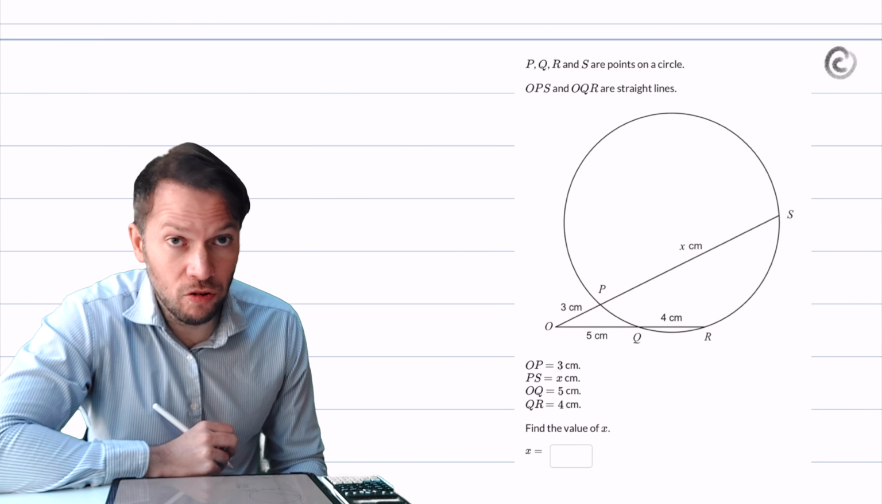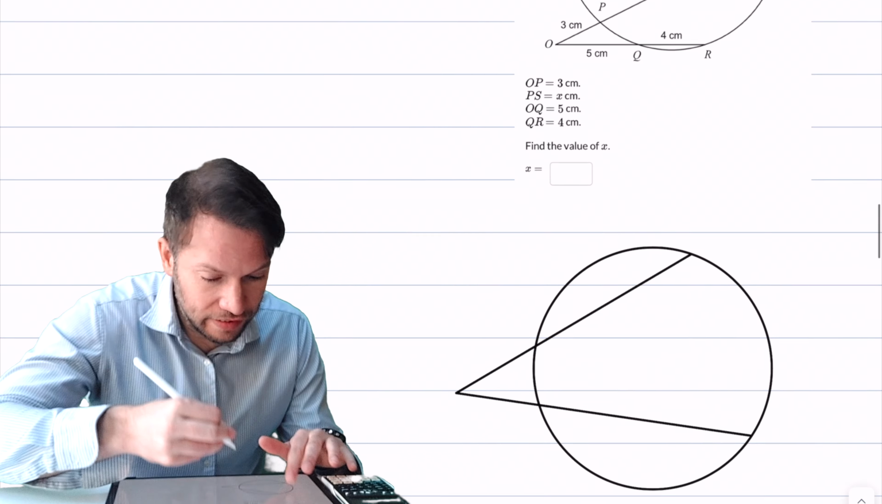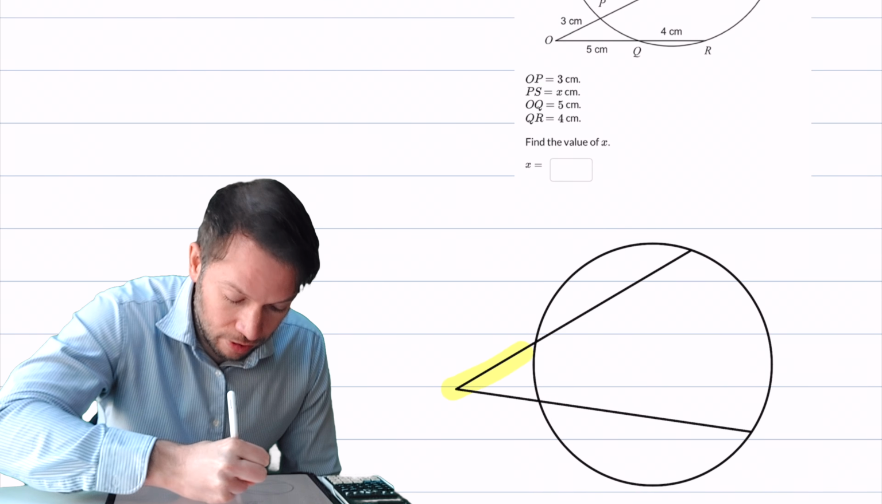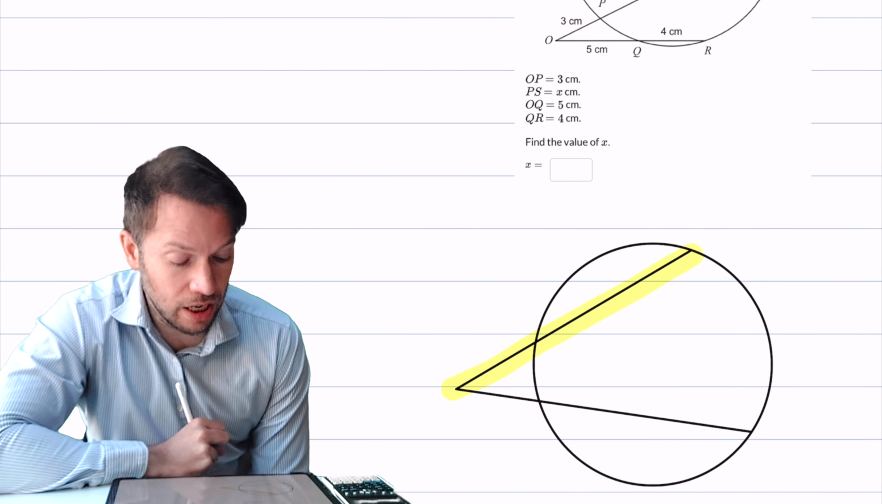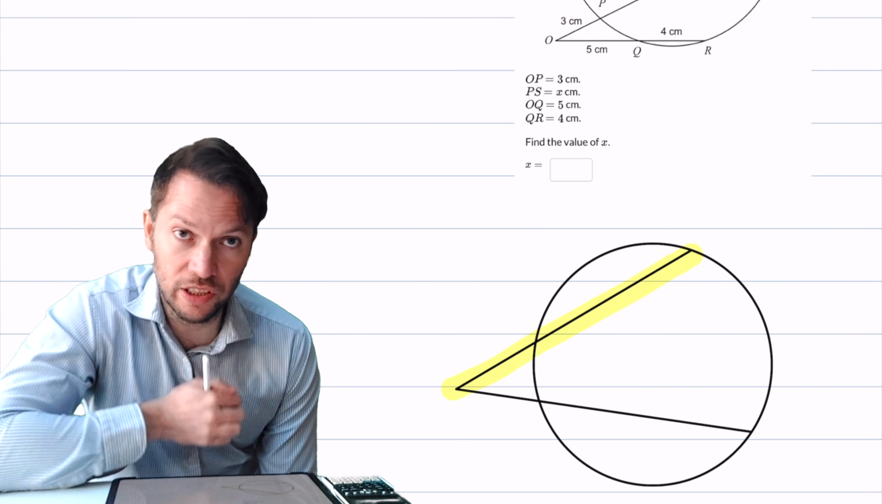In this video, we're going to solve problems with the intersecting secant theorem. Now, what do I mean by a secant? A secant is a line which cuts the circle. Secant comes from the French sequer, which means to cut. So it's just a line that cuts the circle, whereas a tangent is a line that touches the circle.